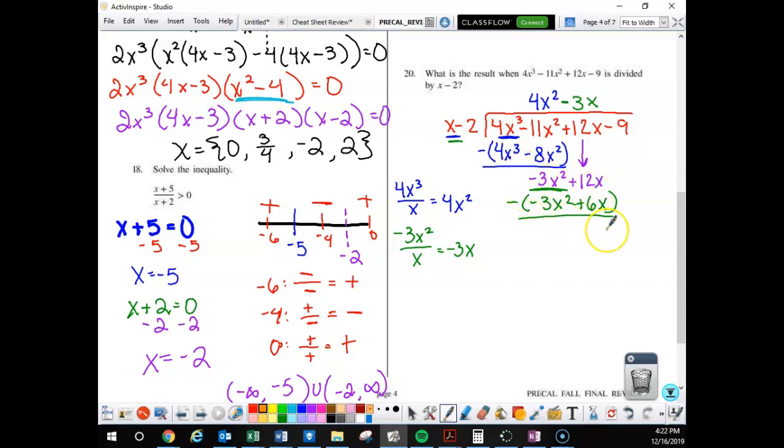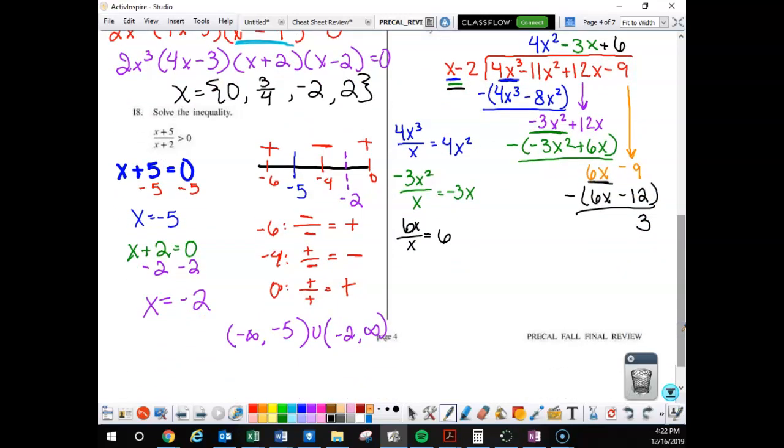So 12 minus 6 would be 6x. I bring down the negative 9. And then lastly, 6x divided by x would just be 6. So 6 times x is 6x. 6 times negative 2 is negative 12. I'm subtracting all of this. So 6 minus 6 is 0. Then negative 9 minus negative 12, so that's positive 12. So 12 minus 9 is 3. So I end up with a remainder.